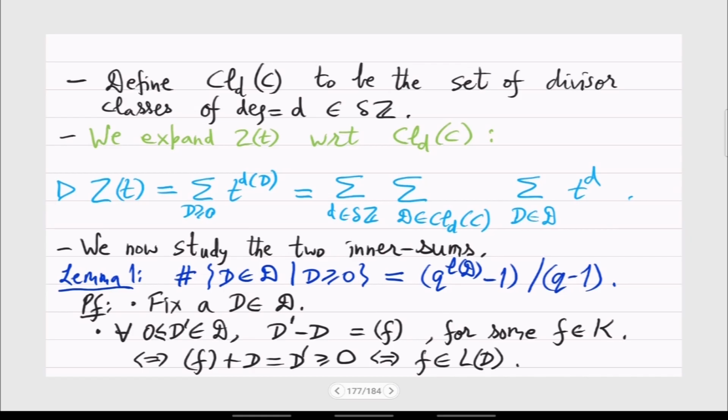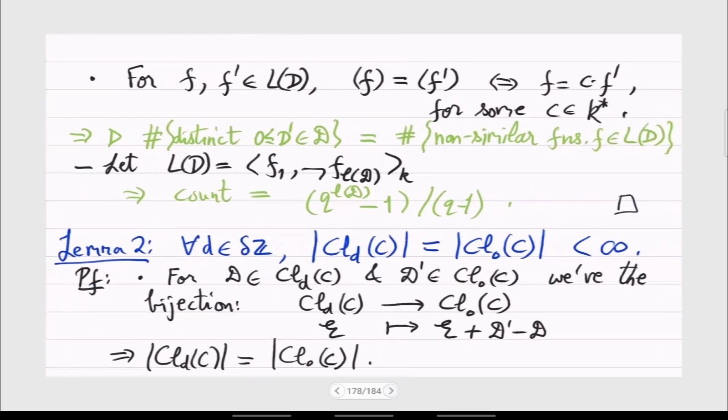And now we study the two inner sums. Basically, what is the size of fancy D, that's lemma 1. And there you see that this L sheaf which we had defined already appears. So we showed that this is basically equal to q raised to the dimension of the L sheaf. So we get that formula, and next we look at how many classes there are of degree D, that's lemma 2. So we showed that it's the same as the degree 0 class, and it's finite.